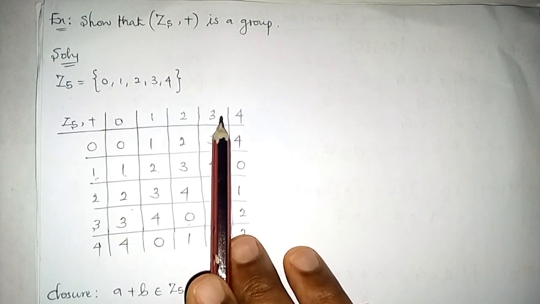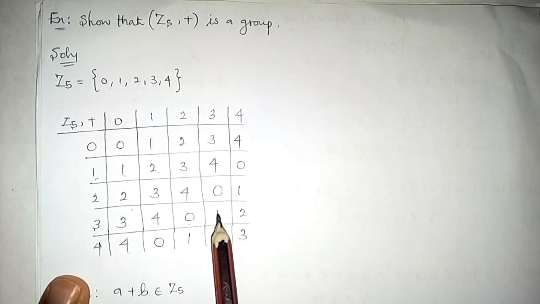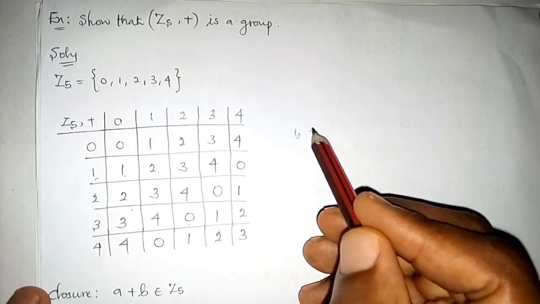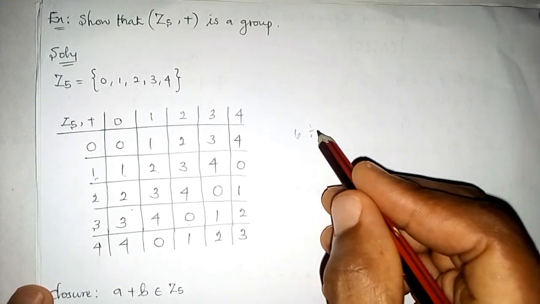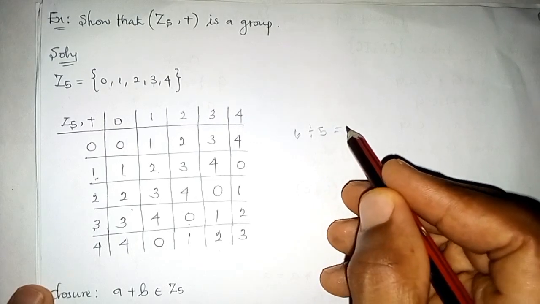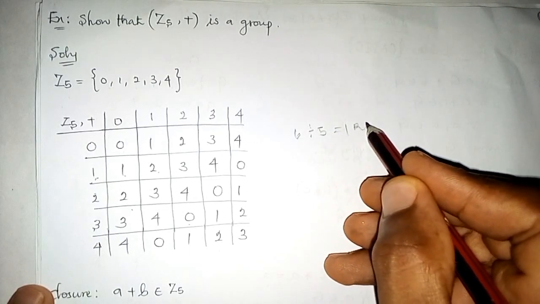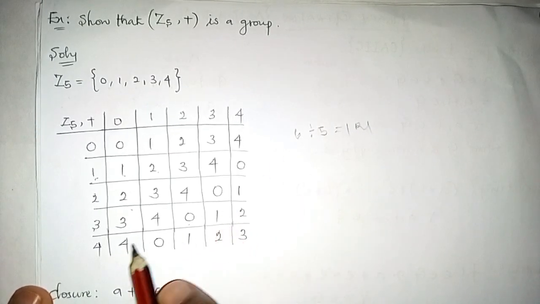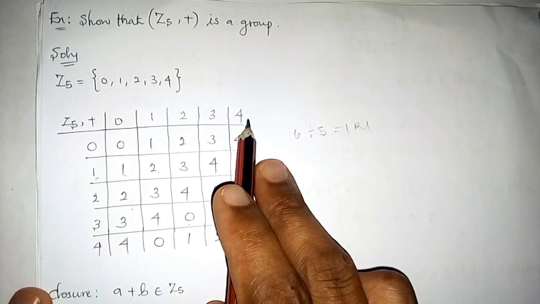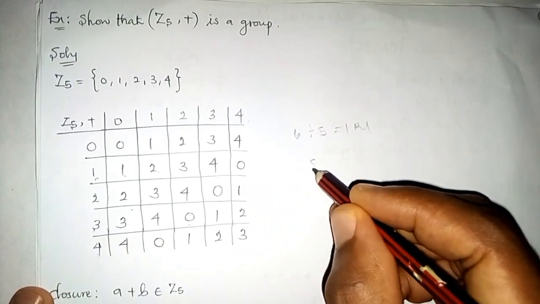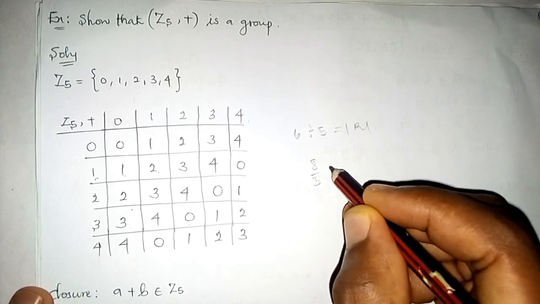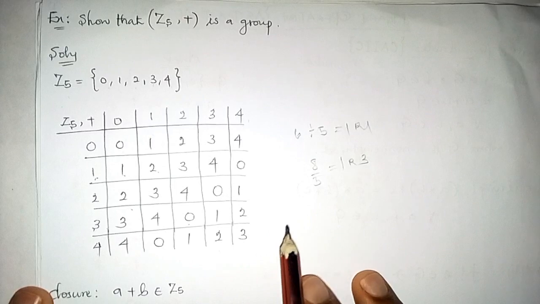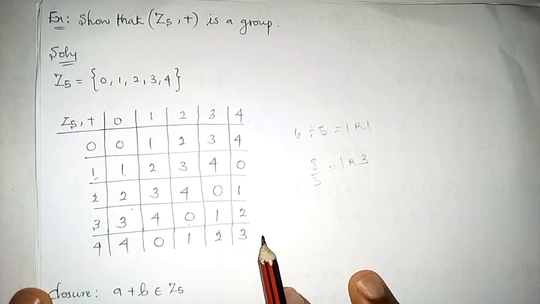We have 3 plus 3, 6. 6 cannot be on the operation table, so we have 6 divided by 5, which is equal to what? 1, remainder 1. That's the reason why we have 1 here. And then also we have 4 plus 4 gives us 8. 8 divided by 5 is equal to 1, remainder 3. Reason why we have 3 here.